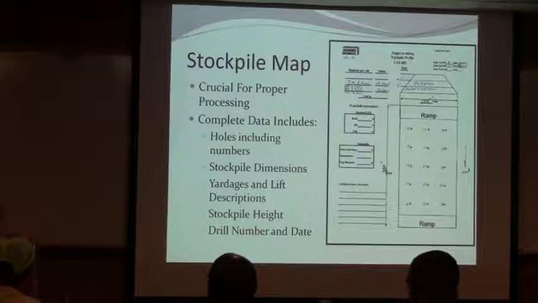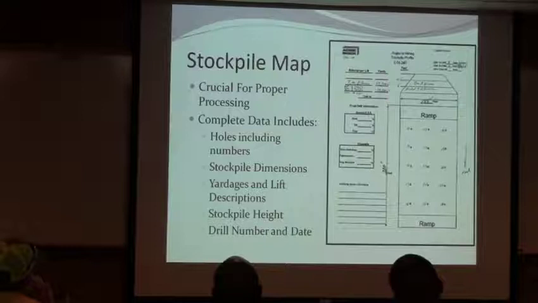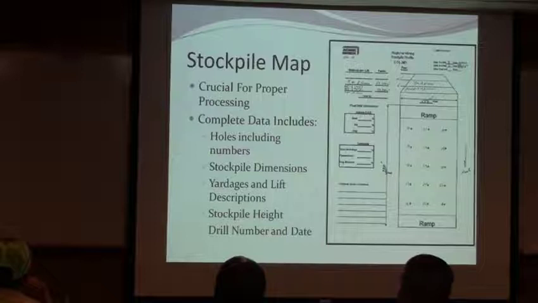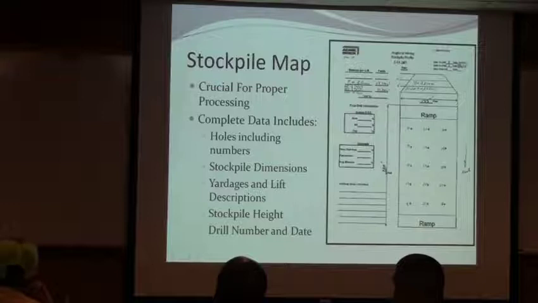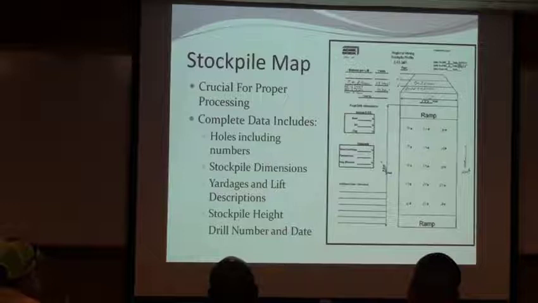So the complete data, of course, the holes, including the numbers. I know that some people, if they do three layers, do 1 through 15 and then 16 through 30. I'm not really concerned about that as long as you give each hole for each lift a number. I'm not too concerned if it's 1 through 15, 1 through 15, 1 through 15, because the way we do our data, it's always going to be put in also as what the height was, or whether it was first or second drill. So we'll always be able to differentiate that. Yardage and lift descriptions, put as much information as you can on there, the height, and then, of course, the drill number and the date.